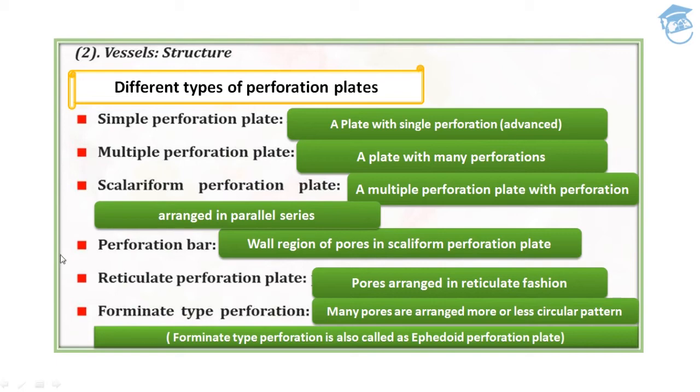Then comes another type of perforation plate, and that is perforation bar, which is a wall region of a pore in scalariform perforation plate. Then comes reticulate perforation plate, wherein pores are arranged in reticulate fashion or in a mesh-like network. Okay, and then comes foraminate type perforation, wherein many pores are arranged in a more or less circular pattern, and it is called epiphysoid perforation plate.